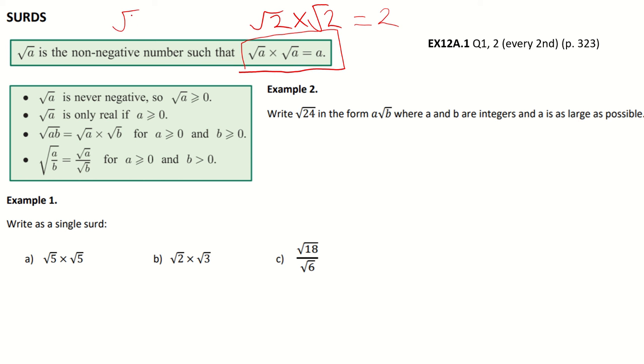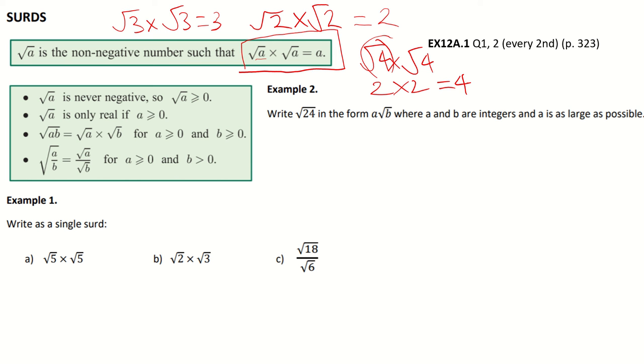So the square root of 3 multiplied by the square root of 3 is going to give you 3. For argument's sake, the square root of 4 multiplied by the square root of 4, well, what's the square root of 4? It's 2. The square root of 4 is 2, and 2 times 2 is 4. You can check with your calculator, but the square root of something times the square root of the same number will give you the original number a.